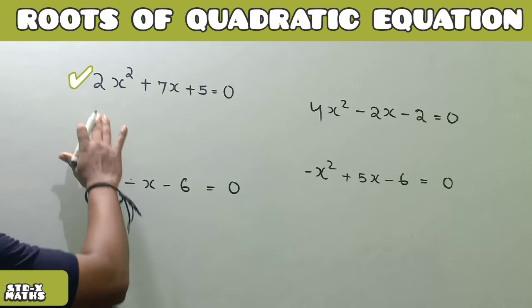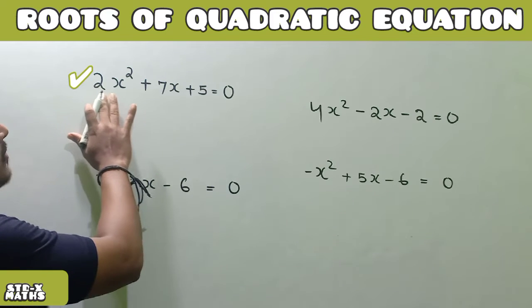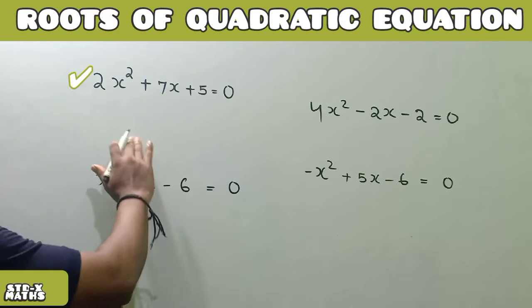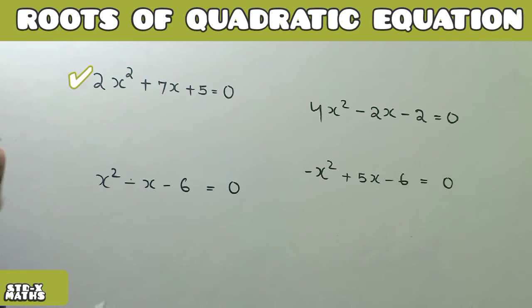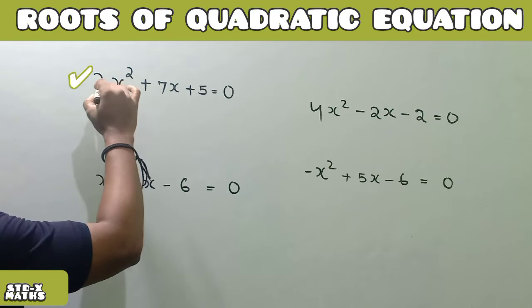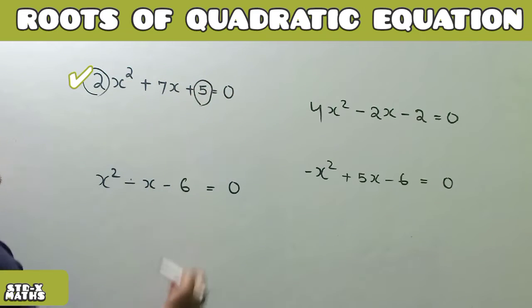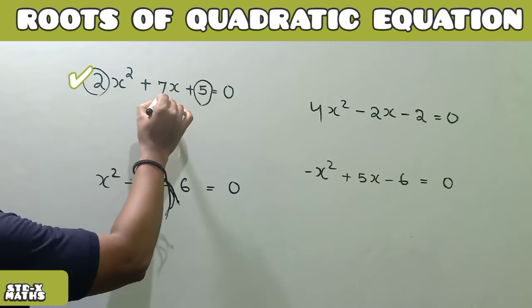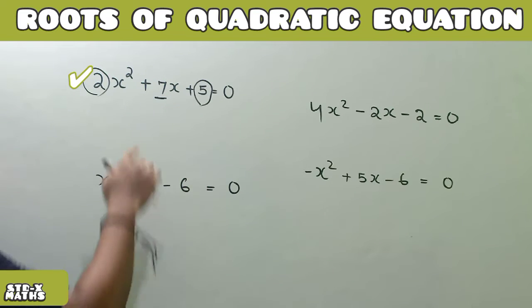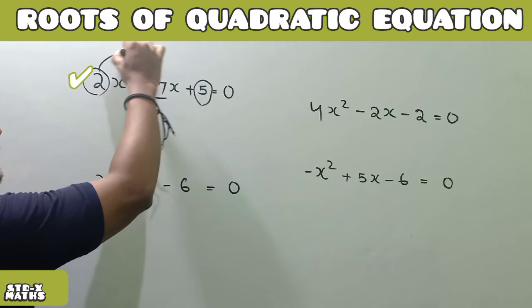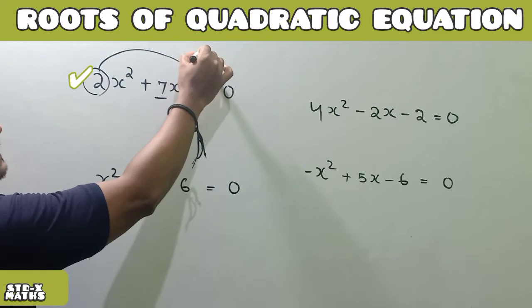And this quadratic equation is already in the form of ax square plus bx plus c equal to 0. Here, how do we find its roots? Everyone see the trick. Everyone knows the splitting formula: we have to break the middle term in such a way that the product will be 10.